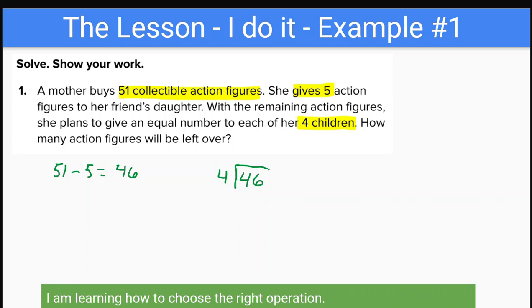All right, and you could use repeated subtraction for this right here. If she gave 10 to each of her children right here, that would take care of 40, right? And then there'd be 6 action figures left over. Okay, she can then take away one more group of 4, and that would leave 2. So how much she could give? 10 plus 1 is 11 to each of her kids, and there'd be 2 left over. So the question was this: how many action figures will be left over? The answer is 2. Yeah, there'd be 2 remaining, or the remainder would be 2.